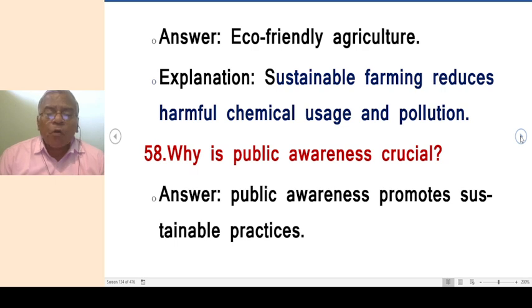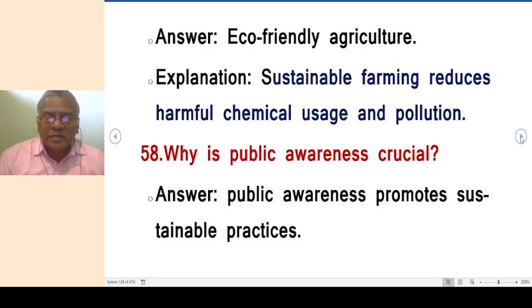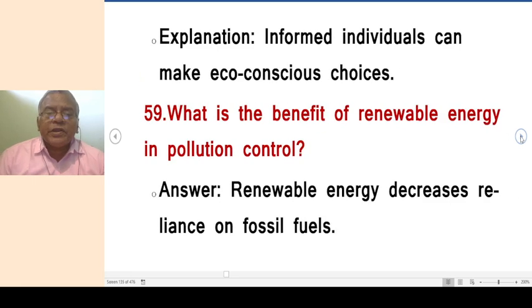Why is public awareness crucial? Public awareness promotes sustainable practices. Informed individuals can make eco-conscious choices.